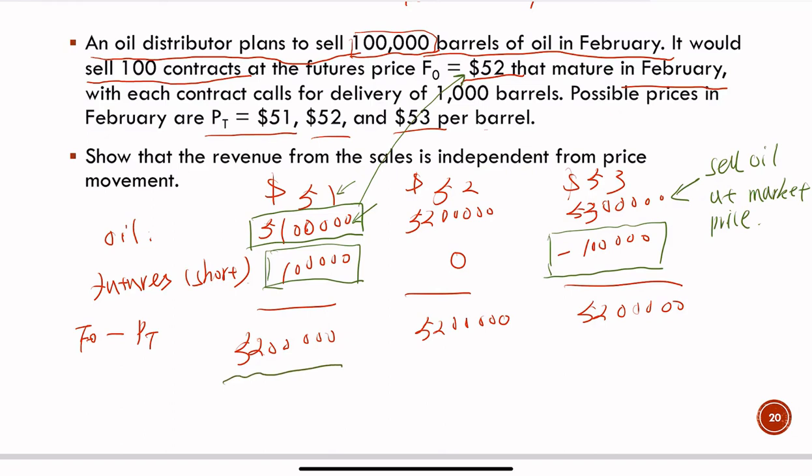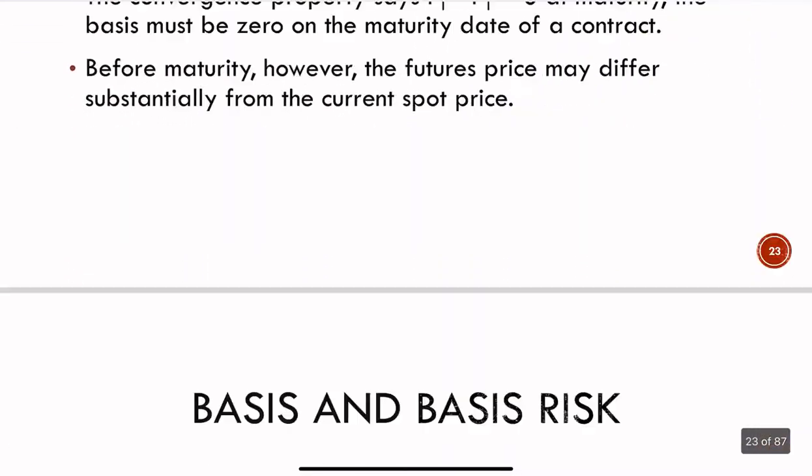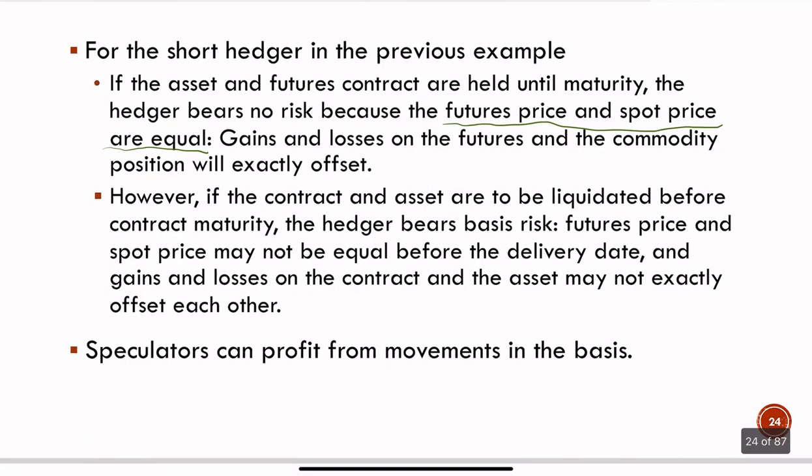Then the same thing when the market price turns out to be $53. In this case, you will lose $100,000. But compared with this futures price, you will gain $100,000. So again, the gain in the commodity position and the loss in this futures position will offset with each other. So you will again get this constant payoff. You can do this, it's really because on this delivery date, the basis is 0.